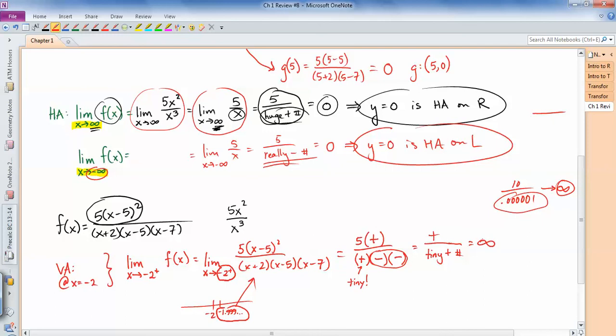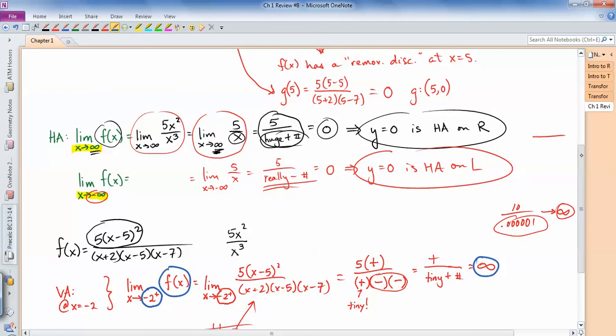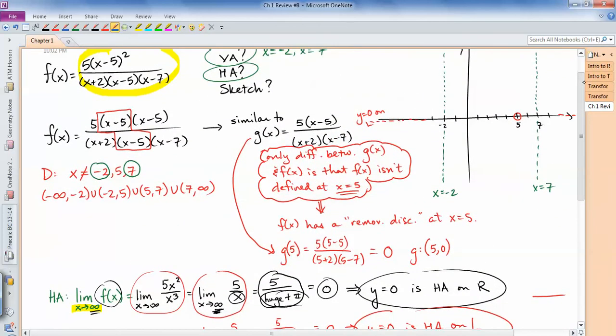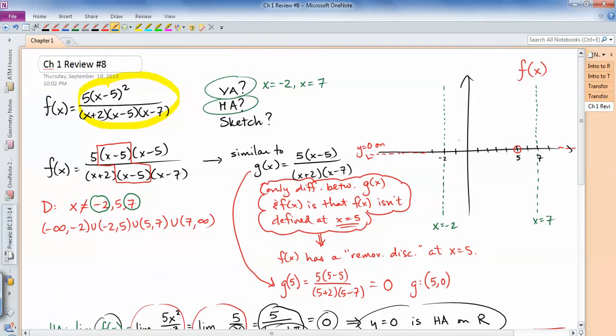So what we've analyzed here is that as x goes to -2 from the right side, y goes to infinity. So again, as x goes to -2 from the right, y goes to infinity. So as x goes to -2 from the right side, from this side here, y goes to infinity. So I know that this picture is going to do something like that.